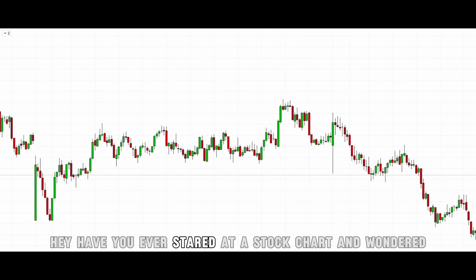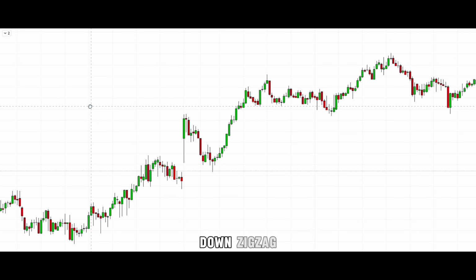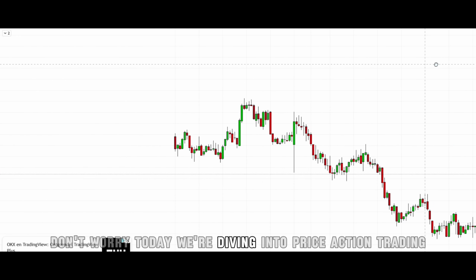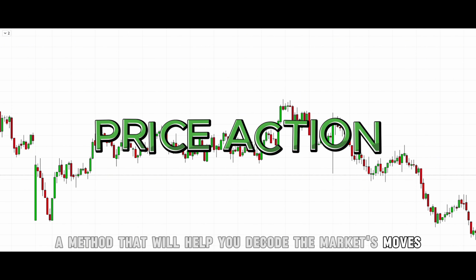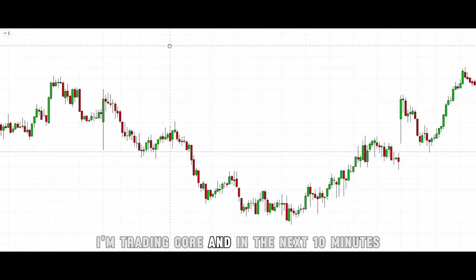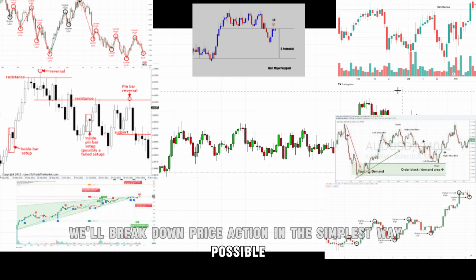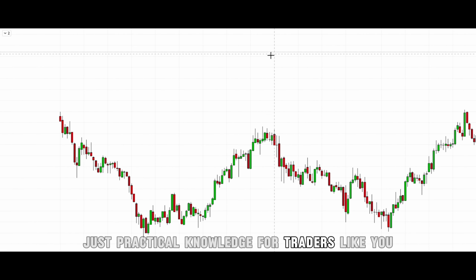Hey, have you ever stared at a stock chart and wondered, what's going on here? Up, down, zigzag? What's the deal? Don't worry. Today we're diving into price action trading, a method that'll help you decode the market's moves. I'm Trading Core, and in the next 10 minutes, we'll break down price action in the simplest way possible. No jargon, no nonsense, just practical knowledge for traders like you.